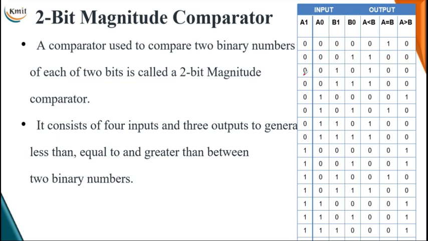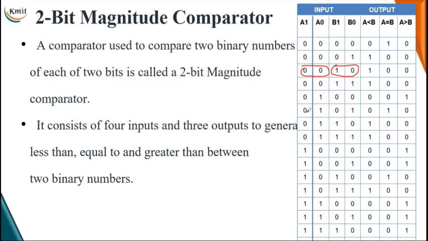Next combination. Here the relative magnitude of A is 0 and the relative magnitude of B is 2. So A less than B is 1, and A equal to B and A greater than B are 0. Next, A1 and A0 are 0, 0, so the decimal code of A is 0. Here the decimal code of B is 3. So the B value is greater than A. Hence the A less than B output function value is 1, and A equal to B and A greater than B are 0.